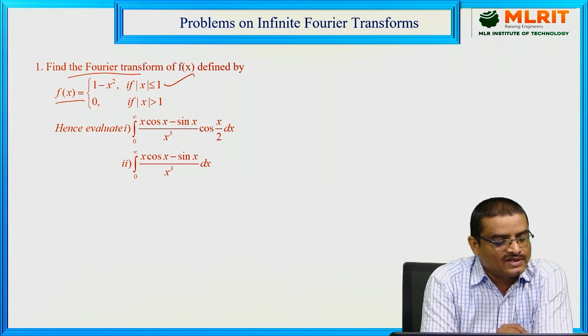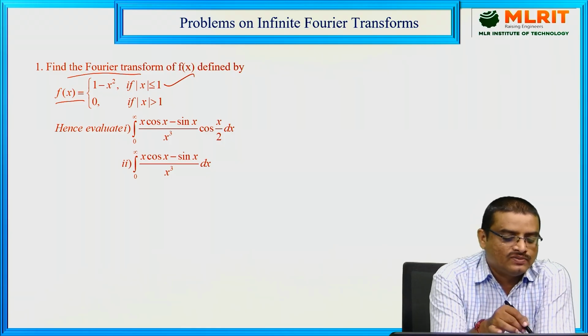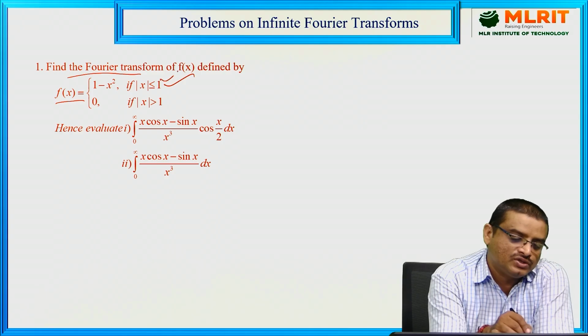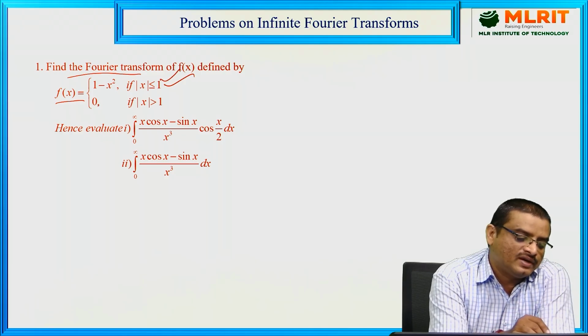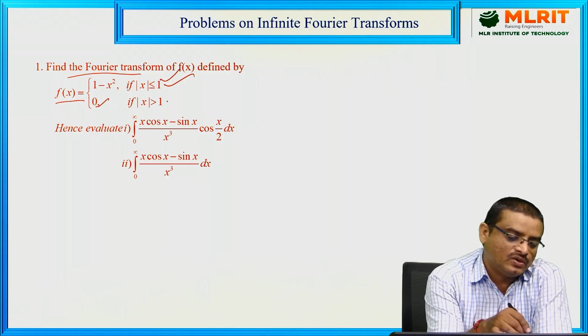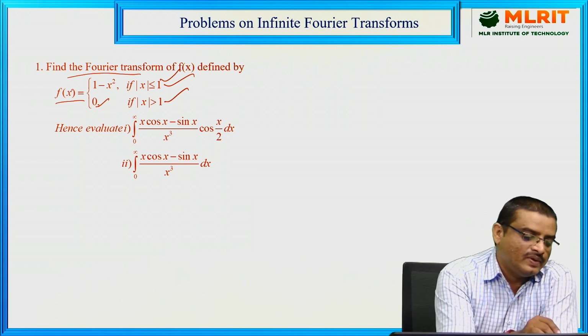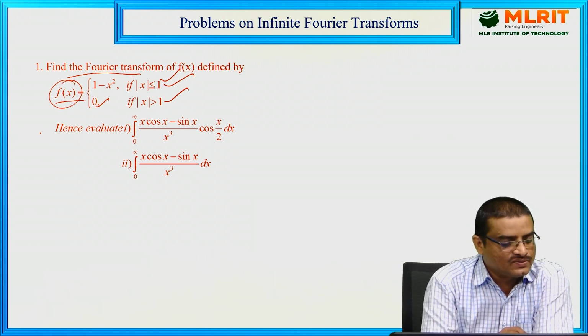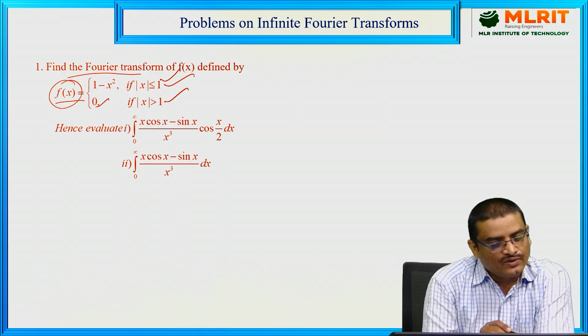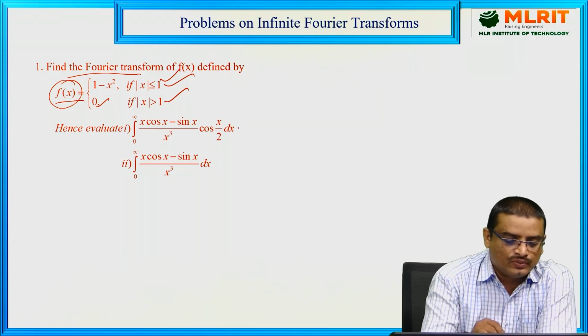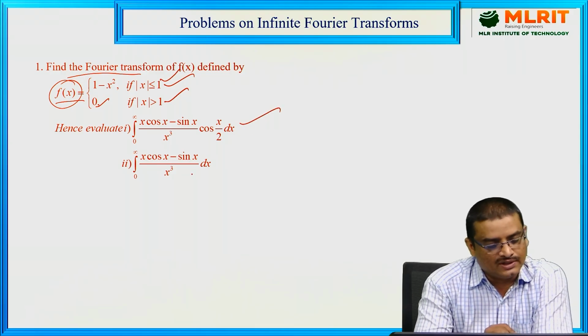One is 1 minus x square whenever mod x is less than or equal to 1, and we have another value for f of x, which is equal to 0 whenever mod x is greater than 1. So first we have to find the Fourier transform of this function. By using that Fourier transform, we have to get these integral values here.